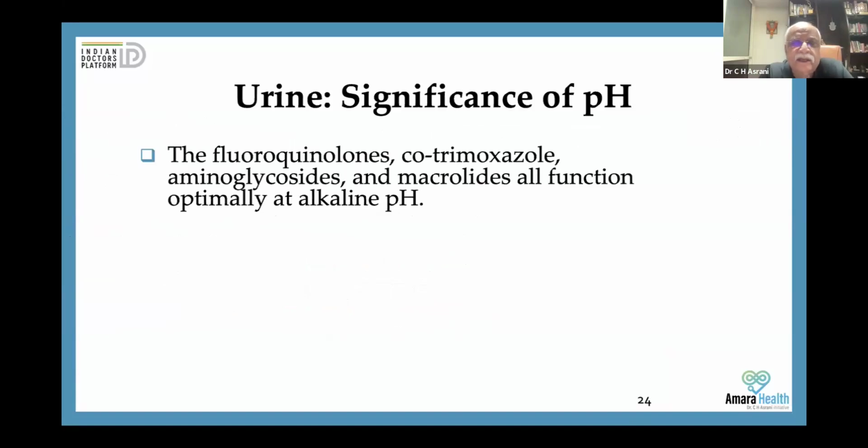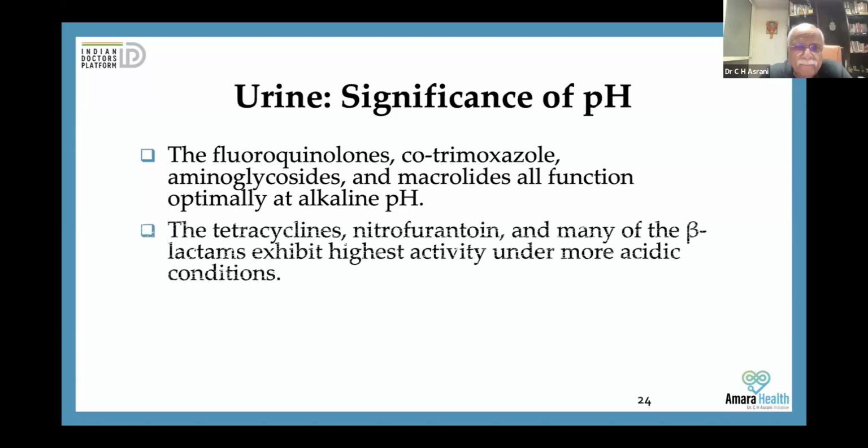Aminoglycosides, gentamicin, amikacin, and macrolides all function optimally at alkaline pH. The tetracycline, nitrofurantoin, and many of the beta-lactams exhibit high activity under more acidic urine. So depending on which antibiotic you are giving, you need to give the urine acidifier or urine alkalizer.